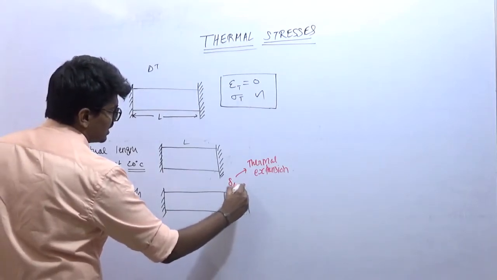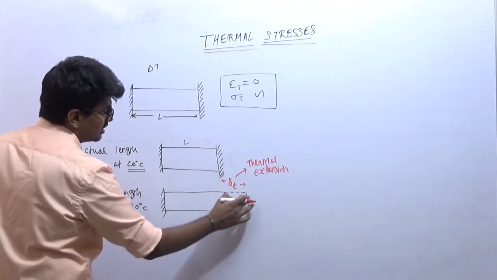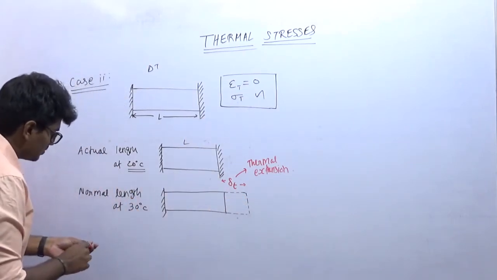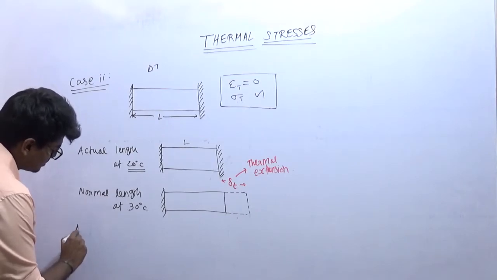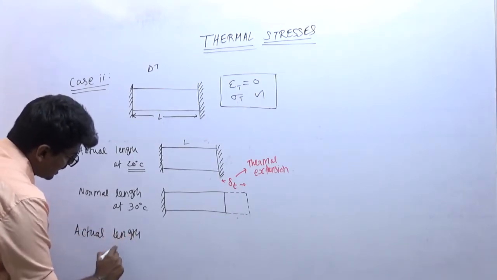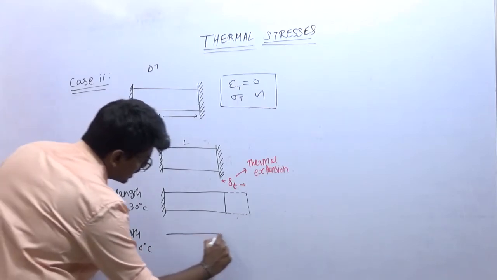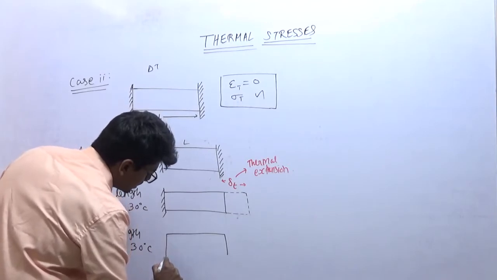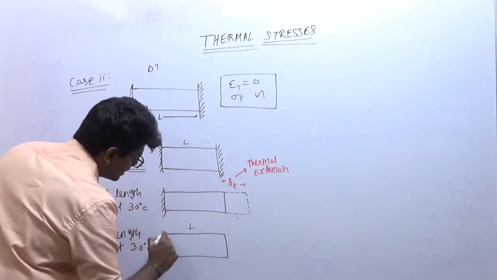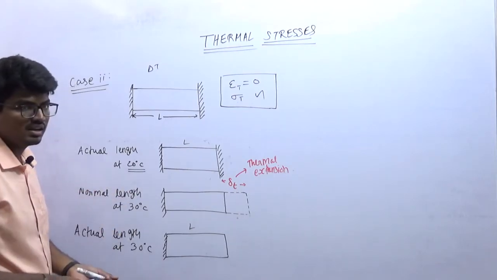Okay, it is not expanding freely, it is restricted. If it is restricted, what is the actual length? What is the actual length at 30 degrees? That is, it is restricted, which means it is not getting expanded. Its actual length was the same, L. Why was the actual length the same L?